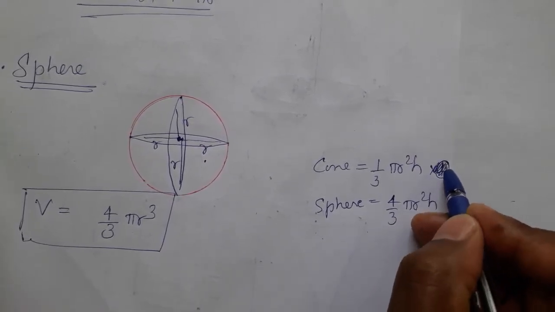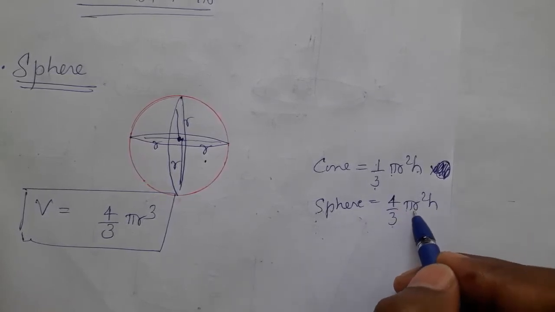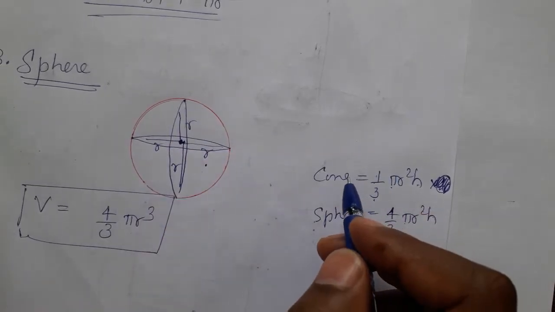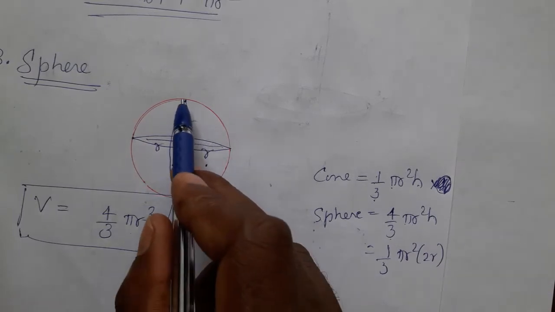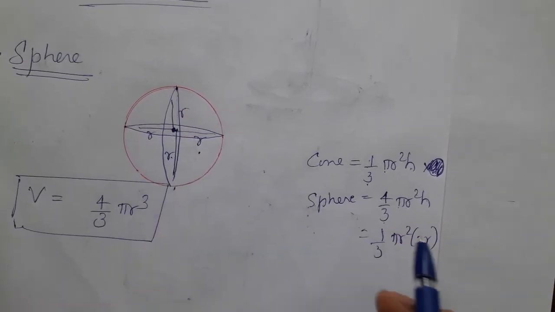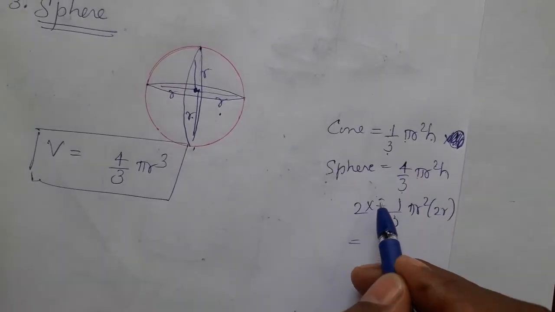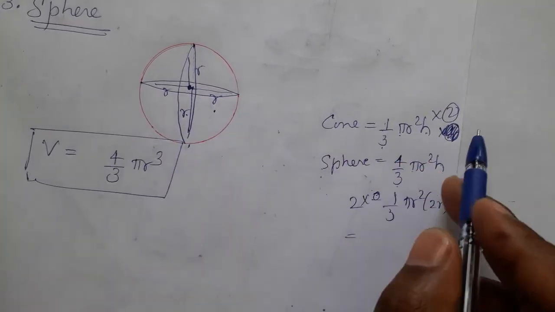It's not 4 times, students. See, it is 1/3 pi r square h, and the height is converted into 2 times the radius. In a cone we have height, but here the height is r plus r, which is 2r. Totally, cone water is taken 2 times and poured into the sphere. 2 times, not 4 times.